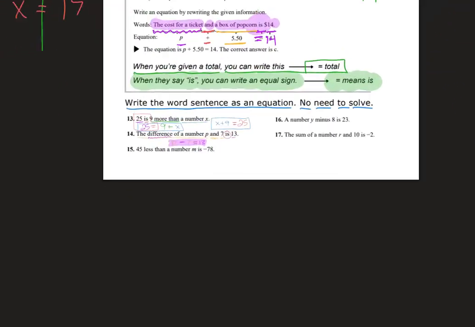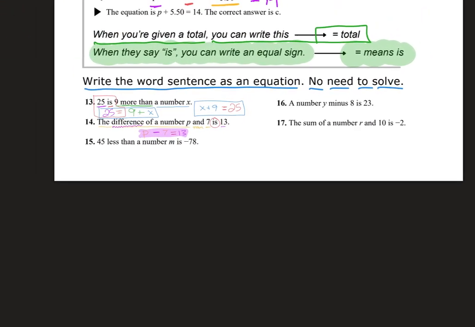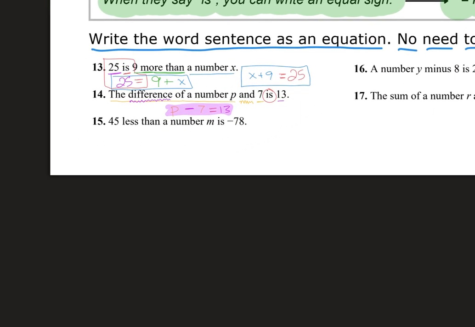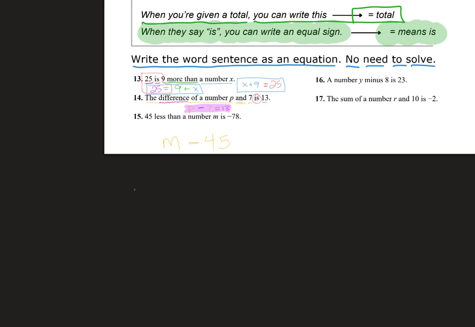Maybe, you know what? Why don't I finish it off by doing some of these? 45 less than a number. So if I have a number, 45 less than that number would be that number minus 45. I mean, think about it. Pick a number. How about 100? And then enter it into that sentence, so to speak.